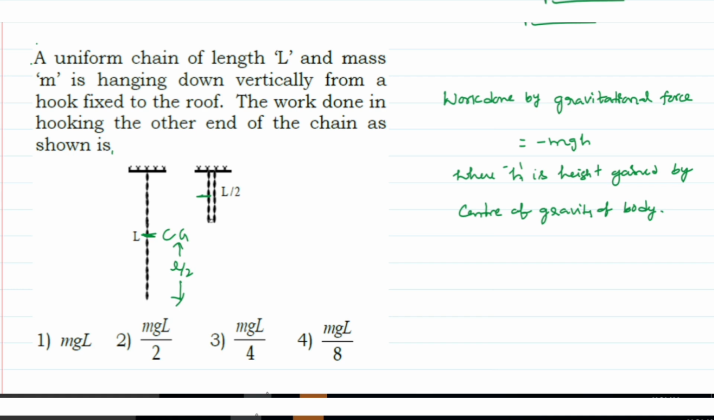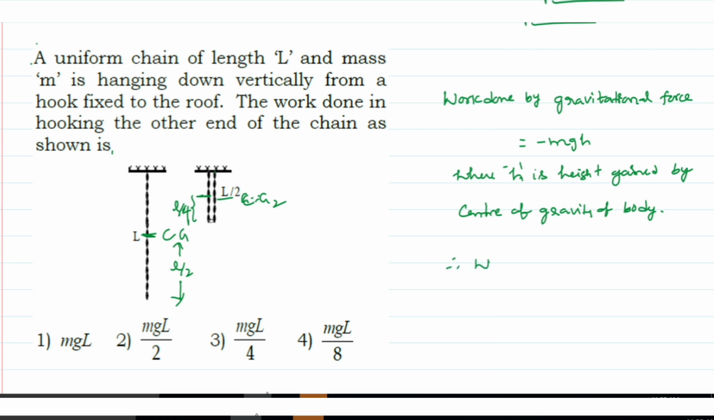So for any linear or uniform body, the center of gravity will be at a height of half. L by 2 distance you are hooking up to the upper end. So the height of the center of gravity will now be located at L by 4 distance. This is the center of gravity in the second position.